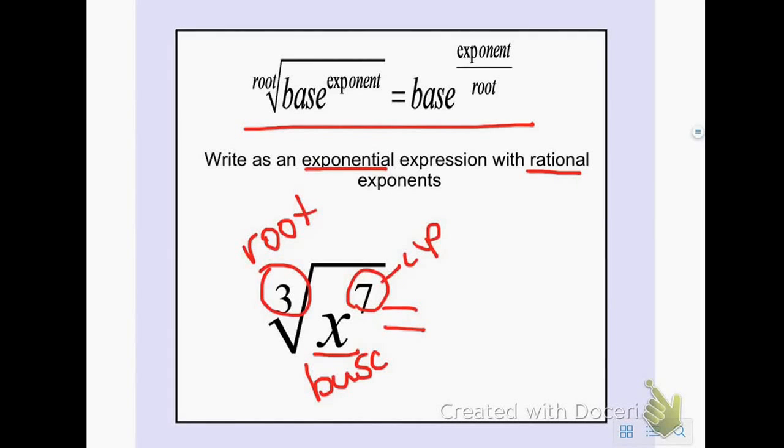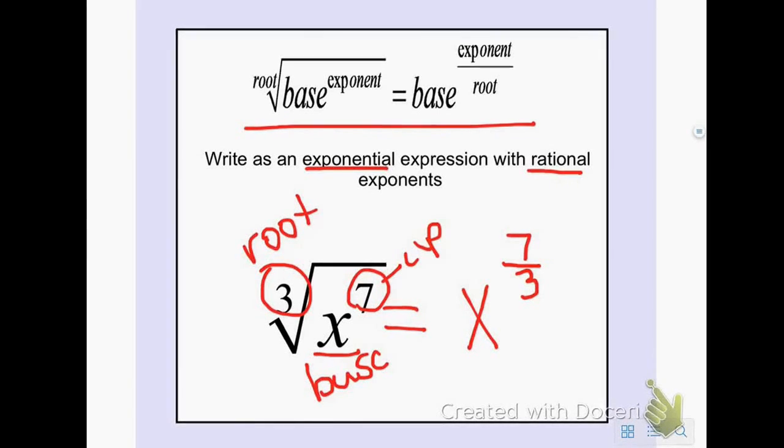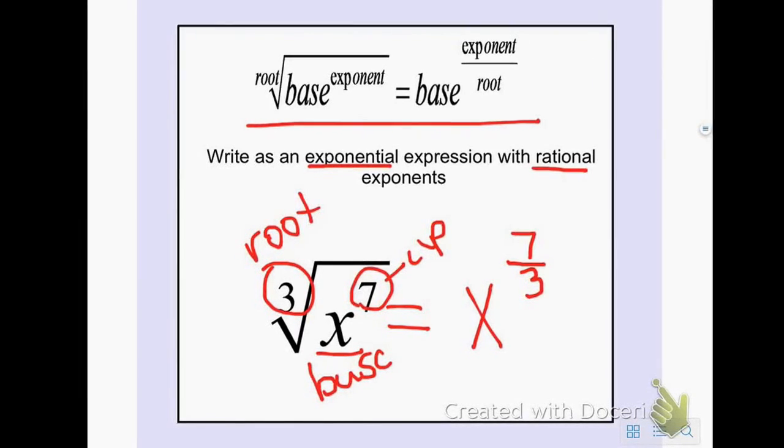So if I want to say what that equals, the base, which in this case is x, and my rational exponent is going to be, well, the exponent is 7, and the root is 3. So the cube root of x to the 7th power is equivalent to x to the 7 over 3 power.